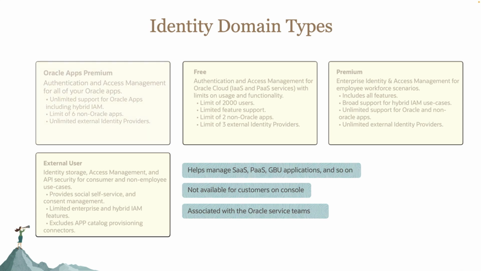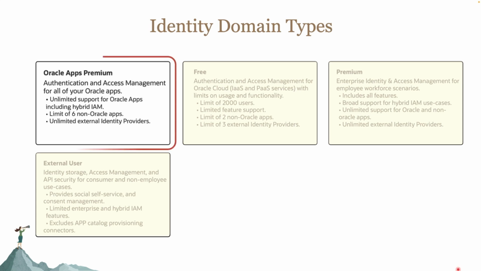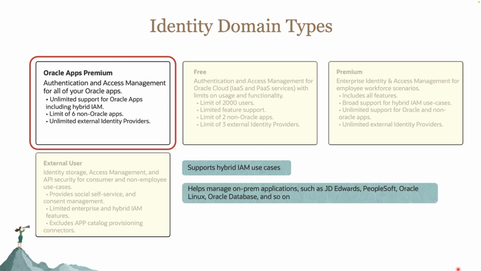But you can select on console Oracle App Premium that supports hybrid IAM scenarios including proxies, gateways and bridges, which extend the IAM service to on-premises or OCI hosted Oracle applications such as Oracle E-Business, PeopleSoft or database and so on. So basically this domain type is specifically for Oracle applications that allows you to use on-premises environment and manage identities in the cloud. Also you can add non-Oracle applications, but there is a limit of adding only 6 of them.